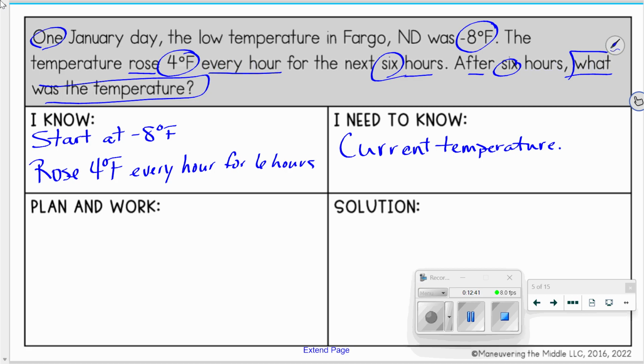How do I write it? Ruby? So, 4 times 6 plus 8, negative 8, negative 4 times 6 plus negative 8. Like that? Everybody good with that? Yeah. Anybody not good with it?